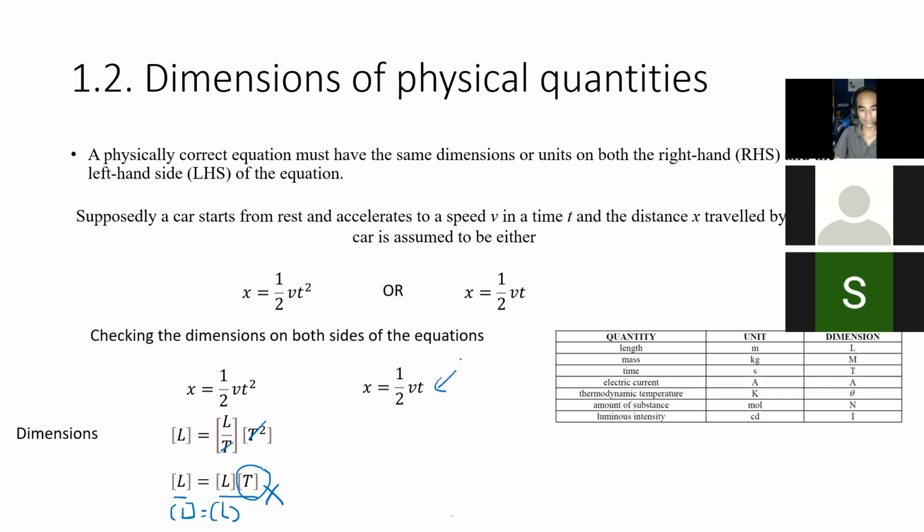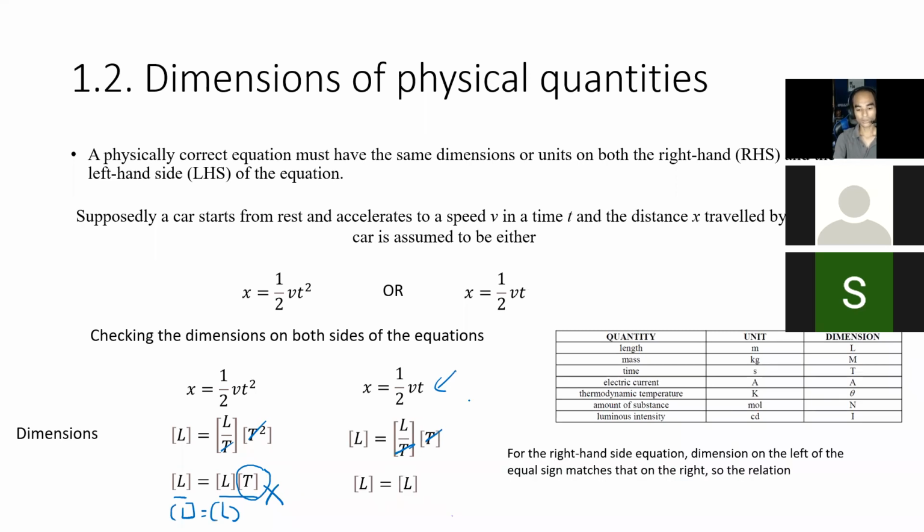Let's check this one. L equals L over T times T. So we can cancel this part, and we have L equals L. So for the right hand side equation, the dimension on the left of the equal sign matches the right side. So the relation is dimensionally correct. The equation is homogeneous and is said to be dimensionally consistent.